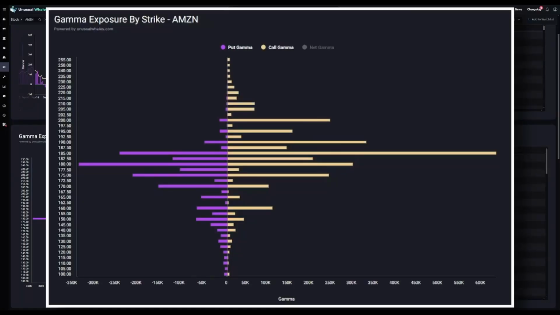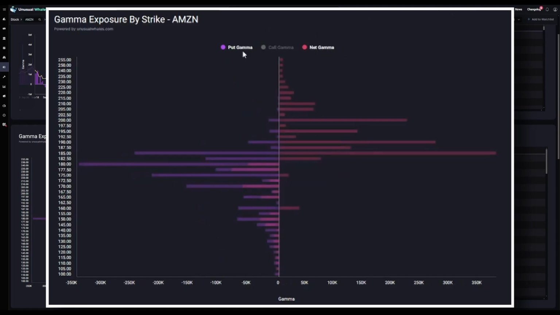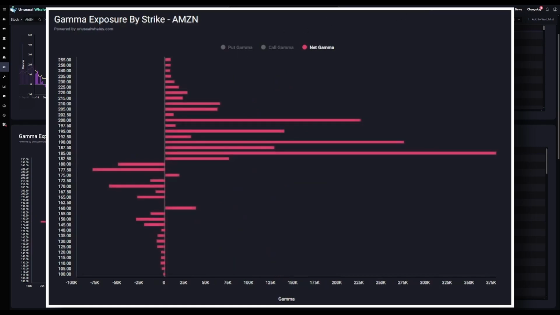Now for a bit of a different view here, let's flip the table from call and put gamma individually to just net gamma. This will show you the call gamma plus the put gamma. This is a bit of a naive calculation meant to show you where we've built up open interest by strike, where that gamma is really concentrated.